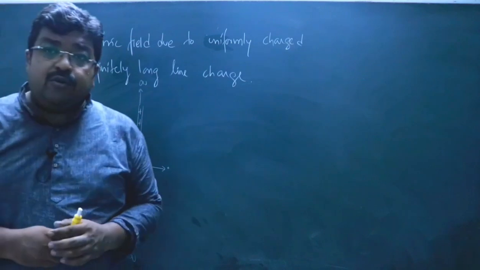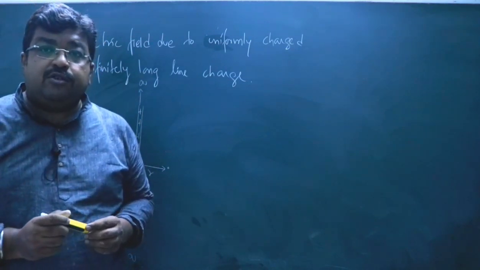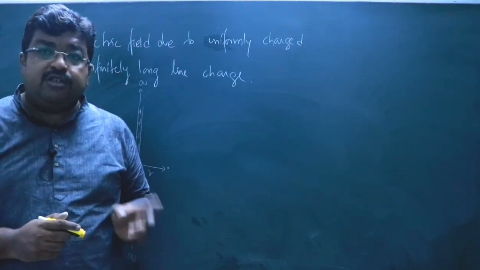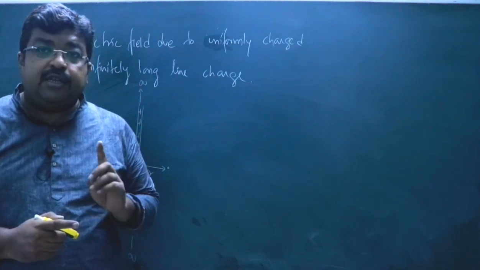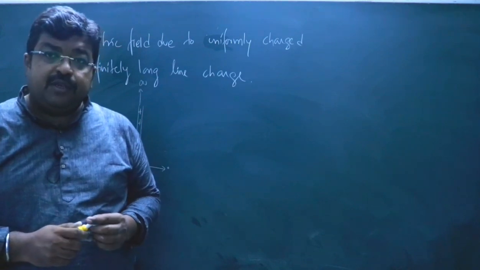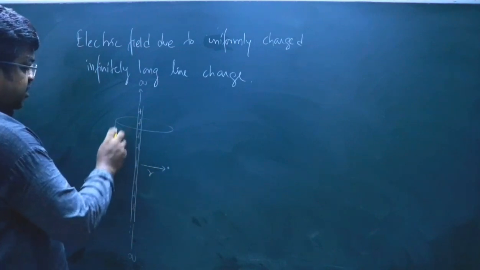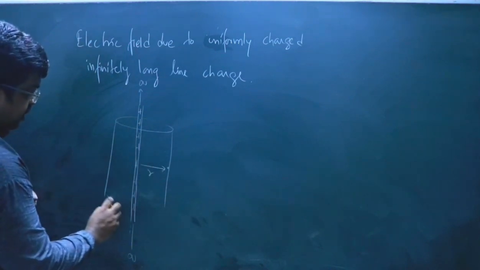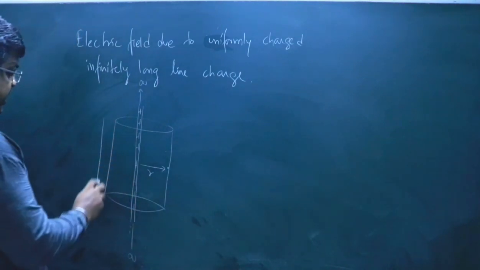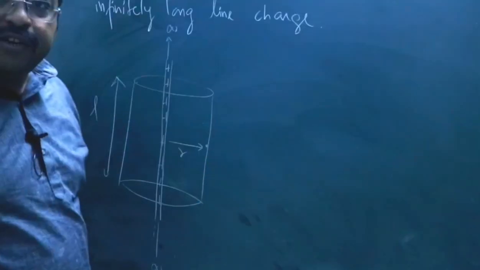Now as I told you, if you have to apply Gauss's theorem to find the electric field intensity, you must draw a Gaussian surface, and this Gaussian surface must enclose the charge distribution symmetrically, and the second condition is the point of observation of electric field must lie on the Gaussian surface. So if it is a line charge, obviously the Gaussian surface will be cylindrical in shape. So we are drawing a cylinder such that the radius of the cylinder is r and the length of the cylinder is L.